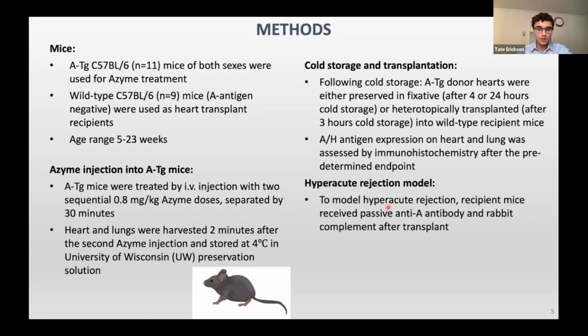that involved transplanting into the recipient mouse and then injecting the recipient with anti-A antibody and rabbit complement, with subsequent immunohistochemistry assessing A antigen, H antigen, and complement deposition as a marker for antibody-mediated rejection.